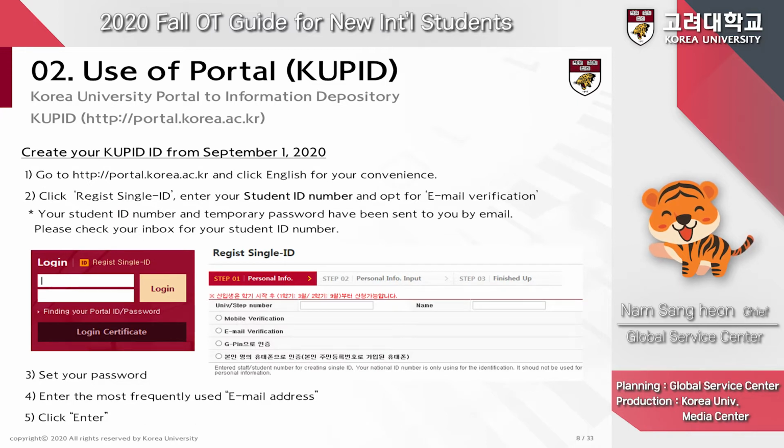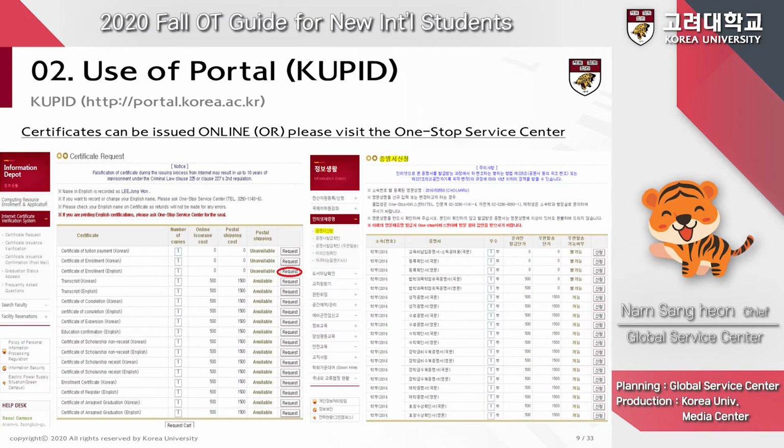You can create an ID and register starting from September 1st as shown in this slide, and you can click English as the option for language for your convenience. Follow these steps on the screen and don't forget to opt for email verification to create an ID and password. On KUPID, you can also get your certificates and different documents issued. And for your information, you can actually get these same documents issued at the One-Stop Service Center on campus by visiting in person as well.